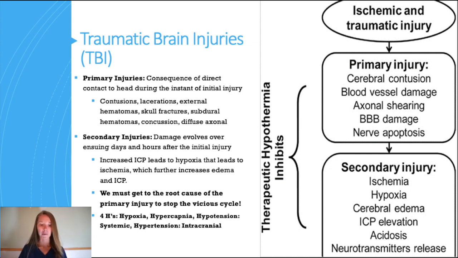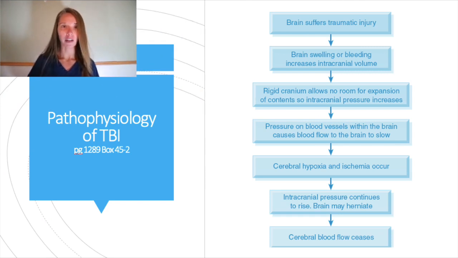Okay, so I want you to keep in mind the 4 H's that just keep superimposing themselves on one another. So we have hypoxia, hypercapnia, hypotension, which is systemic, and then hypertension, which is intracranial, and we'll discuss why in just a second. So thinking about the pathophys, we have our brain that suffers a traumatic injury. Brain swelling or bleeding starts to increase our intracranial volume, right?